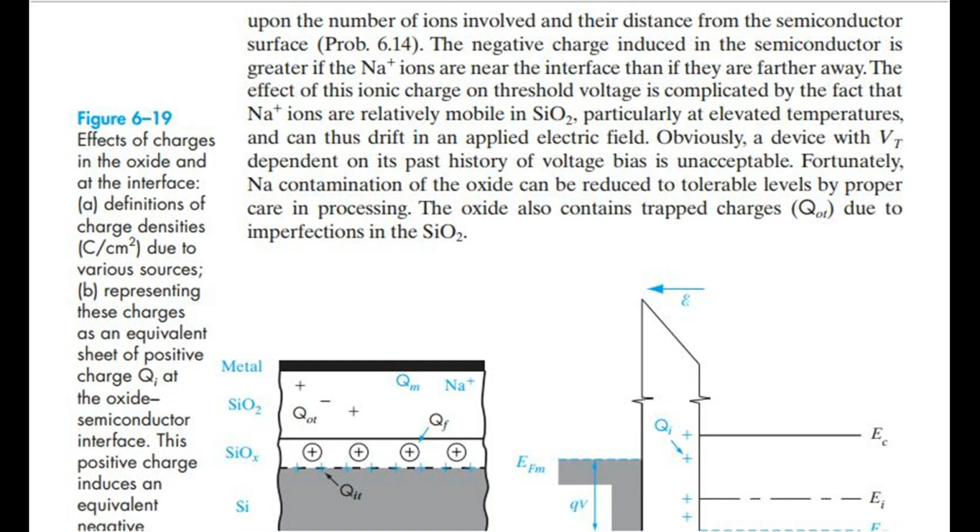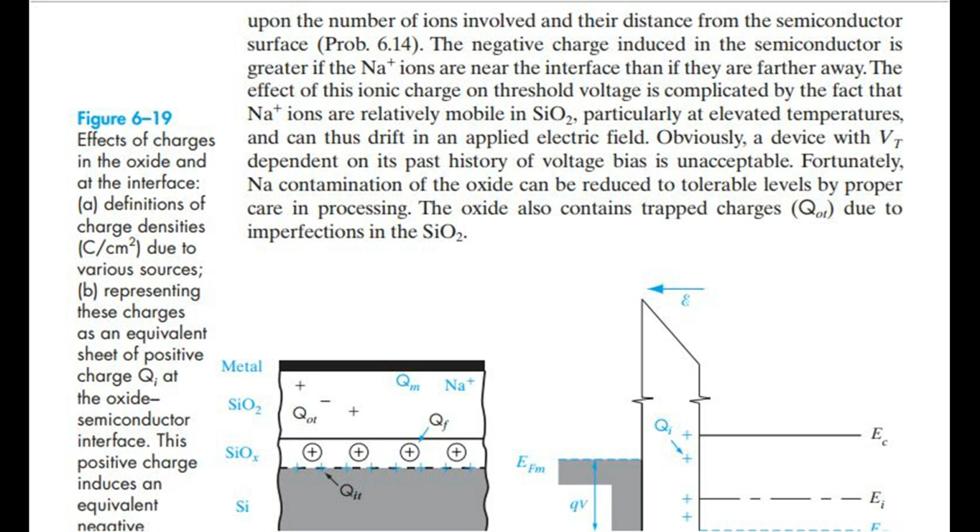The negative charge induced in the semiconductor is greater if the Na+ ions are near the interface than if they are farther away. The effect of this ionic charge on threshold voltage is complicated by the fact that Na+ ions are relatively mobile in silicon dioxide, particularly at elevated temperatures, and can thus drift in an applied electric field. Obviously, a device with threshold voltage dependent on its past history of voltage bias is unacceptable. Fortunately, Na contamination of the oxide can be reduced to tolerable levels by proper care in processing.